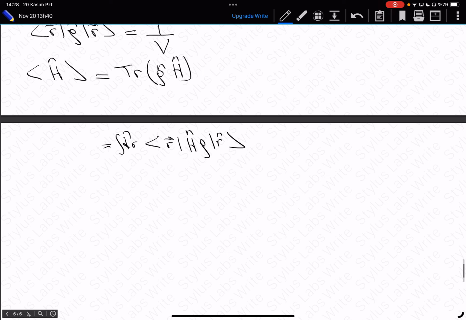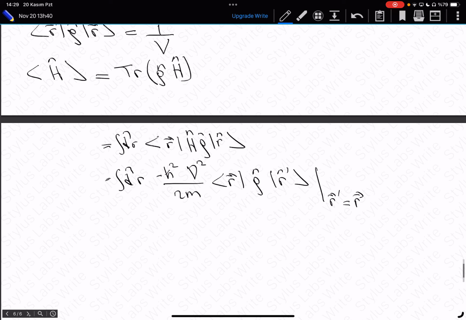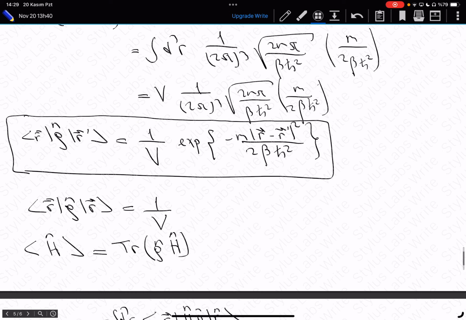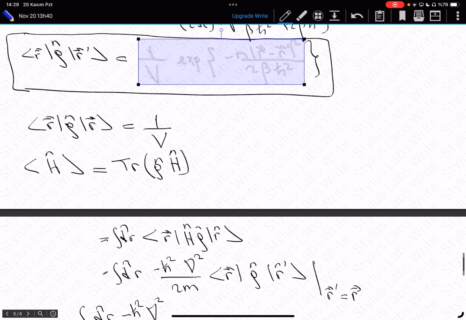r. But now I can use the position space representation of h. This is the same thing as d cubed r, well, let me write it in this form, minus h bar squared Laplacian divided by 2m, r rho r prime, evaluated at r prime equal to r. The reason why I'm doing this is that the Laplacian is the derivative of the bra only, not the ket. So this is equal to d cubed r minus h bar squared Laplacian over 2m. Well, that matrix element is given by this expression.